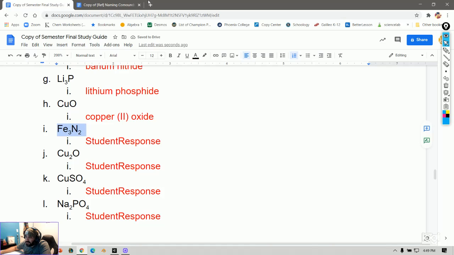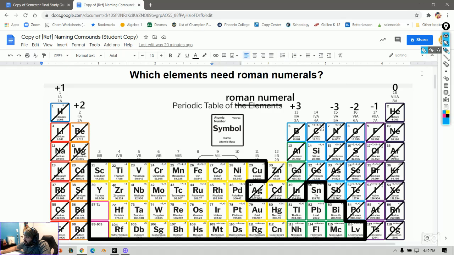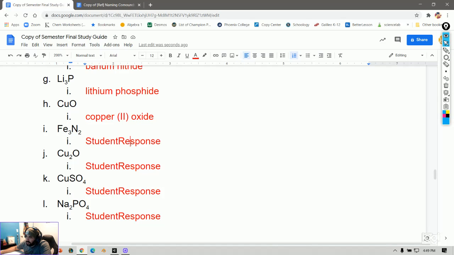Now let's go here, Fe3N2. Fe is right here. It also requires a Roman numeral. So let's write what we know so far. Okay, we know iron, Roman numerals, nitride, because the N is nitrogen. Remember, the second one will always get its IDE name. But we need to know what goes inside these Roman numerals here.